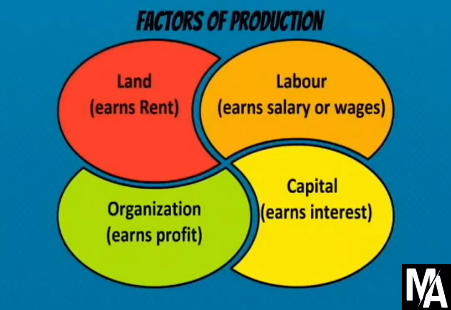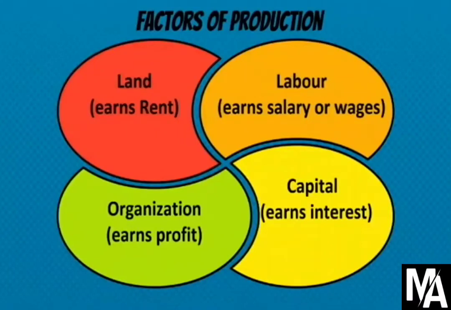We will move into the next set of concepts, that is factors of production. We have already studied this in class 10th and 11th. I hope to explain it in detail in our future videos. In economics, we have 4 important factors of production: land, labor, capital, and organization. If a person has land and land is being utilized in order to earn income, one can lease it out or rent it out and earn rent.